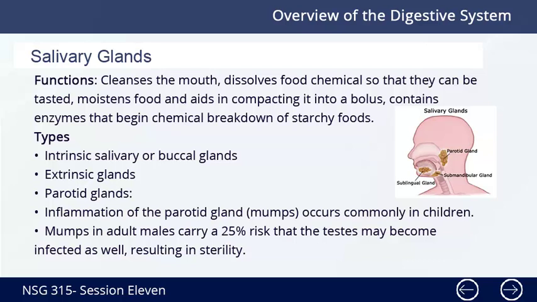Salivary glands. Functions: cleanses the mouth, dissolves food chemicals so that they can be tasted, moistens food and aids in compacting it into a bolus, contains enzymes that begin chemical breakdown of starchy foods. Type: intrinsic, salivary, or buccal glands. This is scattered throughout the oral cavity.